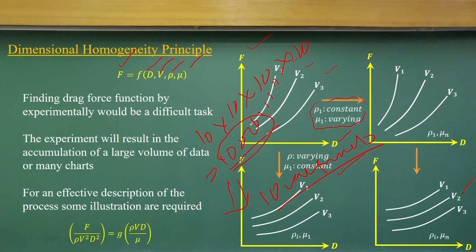What is the way to do it? We make a non-dimensional form. F by rho V D squared: if you substitute the dimensions, you will see that it does not have a dimension. Rho V D by mu also does not have dimensions. You substitute it and find rho V D by mu, which is a very well known quantity called the Reynolds number. We will discuss more of that in pipe flow.